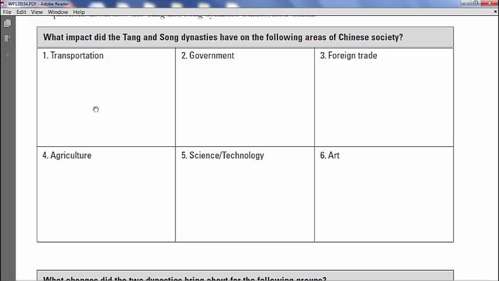Number 4, agriculture. They improved the cultivation, the harvesting, and the distribution of rice. They were able to figure out how to grow it in many different areas. Number 5, science and technology. They developed movable type, gunpowder, and the magnetic compass. Huge right there, the magnetic compass is huge. Number 6, art. They nurtured the works of many artists. They produced a lot of great poetry and a lot of great paintings.